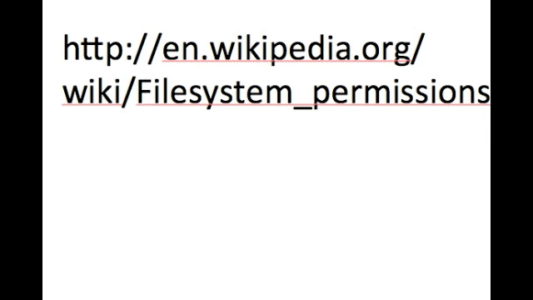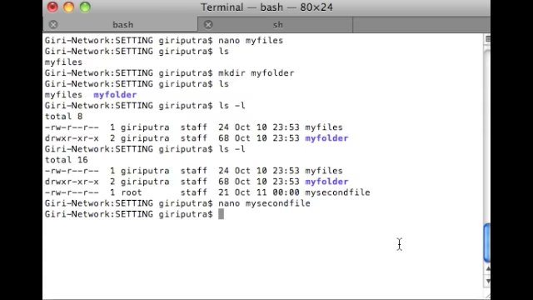And if you want to know more about file permissions, on Wikipedia there's a lot of information there, including why you have to set the file permission and everything else. And so that's the video about file system permissions in Unix or Unix-like. Hope you like it, and thanks for watching.